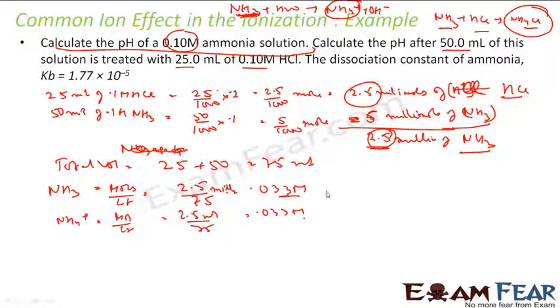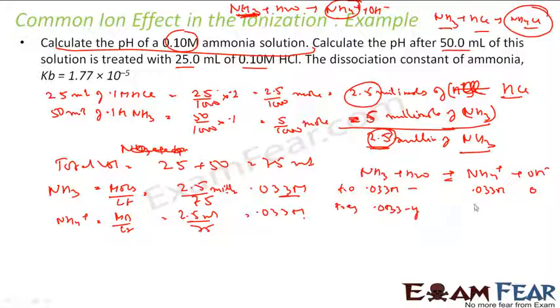So now we have Kb. Let's write this reaction now here. NH3 plus H2O gives NH4 plus and OH minus. At t equal to 0, we have NH3 as 0.033 M, we ignore water, and NH4 plus also we had 0.033, and OH minus is 0. At equilibrium, this will become 0.033 minus y, this becomes 0.033 plus y, and this becomes y. So write Kb. Kb is nothing but 0.033 plus y into y by 0.033 minus y.